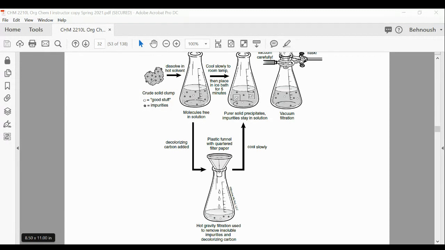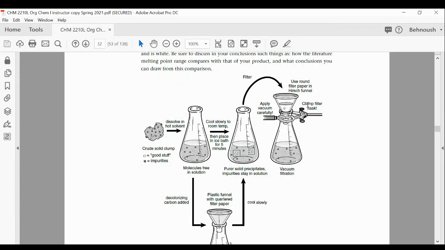Next question. After you cool it down and you get your crystals, you're going to filter it using vacuum filtration. You see, this is the vacuum flask and it is attached to the vacuum. Apply vacuum. The shape of the funnel looks like gravity, but it is a vacuum funnel. It's just the Hirsch funnel rather than the Buchner funnel. So this is the vacuum filtration. The crystals are going to be collected in the Buchner funnel or Hirsch funnel. The impurities will be filtered.